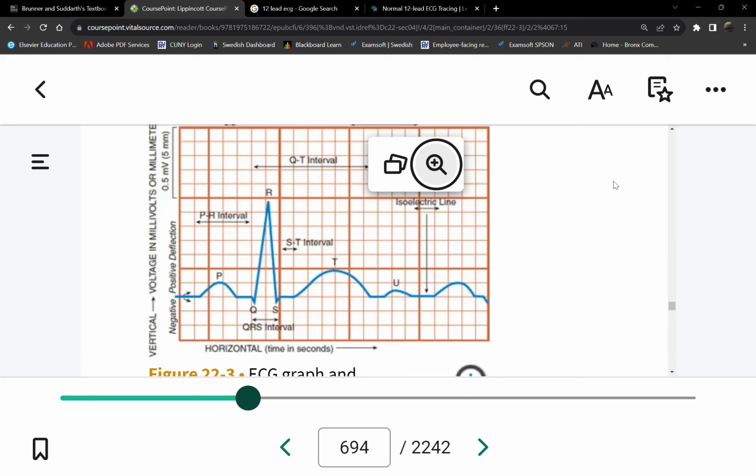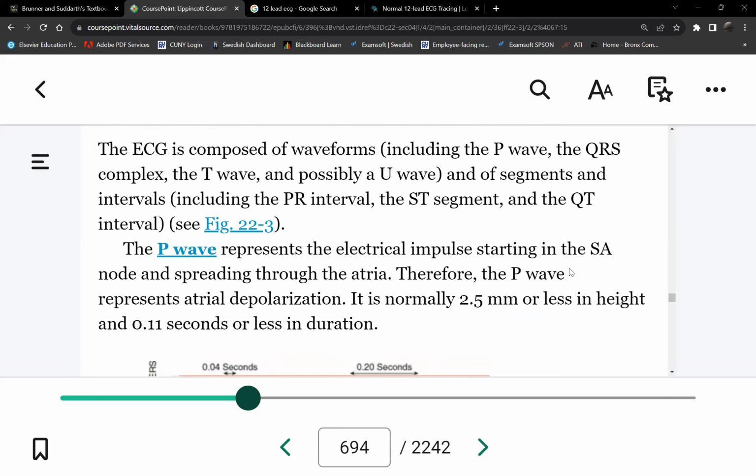So what does it mean when we see a P wave, a QRS, and then a T? Let's discuss each wave and complex. Start with the P wave. Here's your P wave.